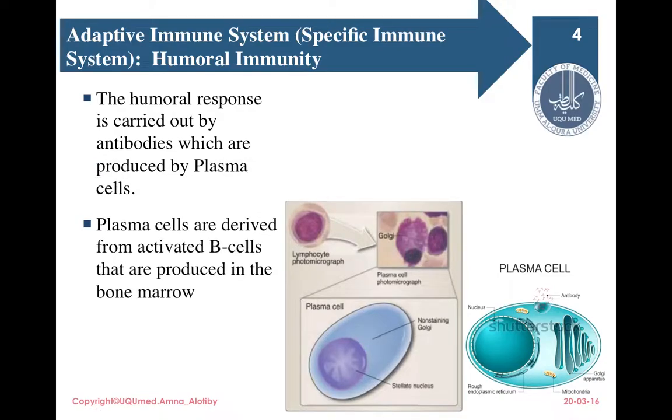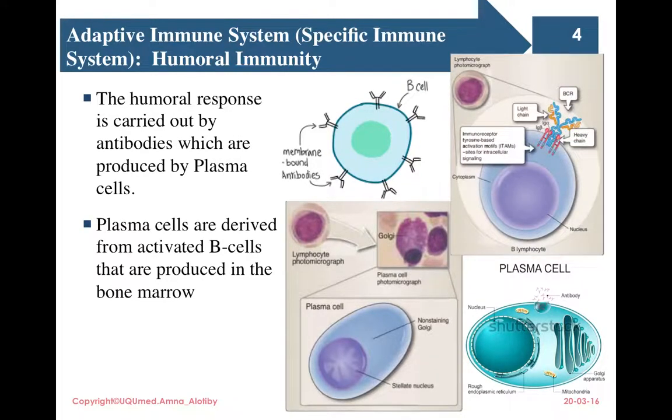Plasma cells are derived from activated B cells that are produced in the bone marrow. B cells express membrane B cell receptors, and these B cell receptors are composed of immunoglobulin along with the immunoglobulin alpha and beta chains, and this whole thing is a B cell receptor complex. T cell support is normally needed for protein antigens for the B cells to create a humoral response.